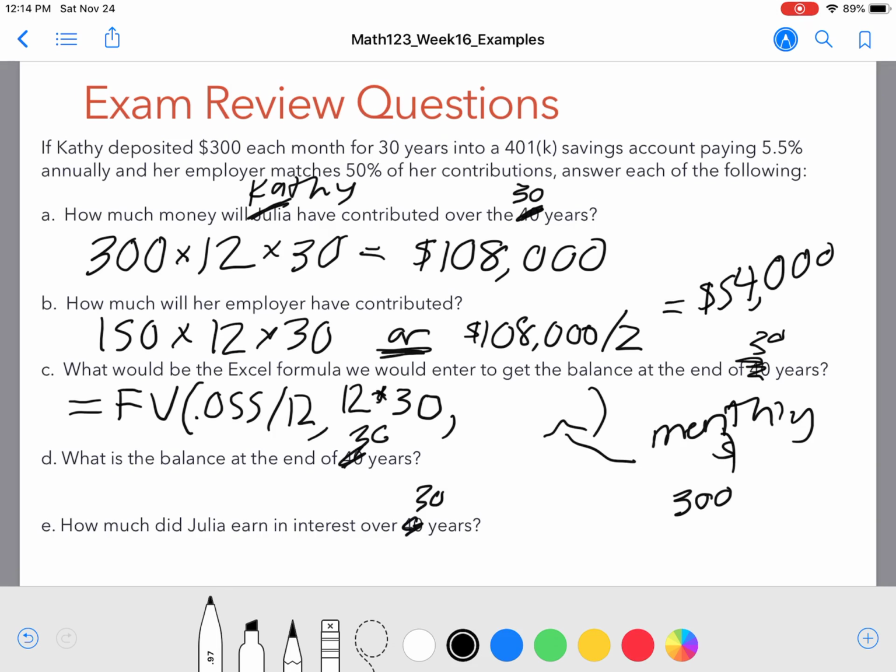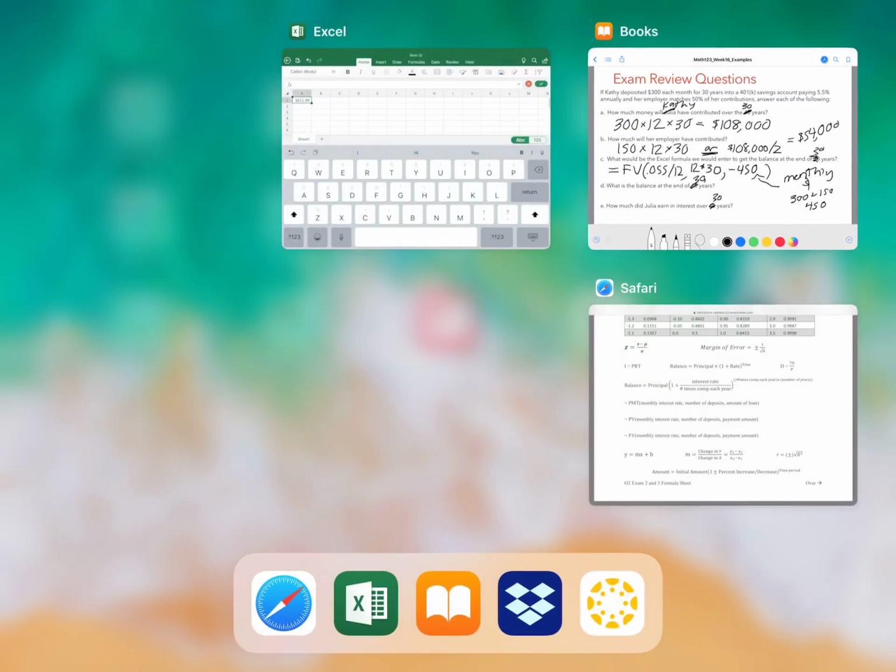So she puts in $300 and her company puts in $150. So actually into her account, there are $450 going in there every month. We always put our little negative symbol, okay? So this is going to be $450. That's probably the trickiest part of this one. So always just make sure that you're adding together the person's contributions and the company's contributions. So let's go ahead and open Excel back up. So 5.5, 30 years, 450.